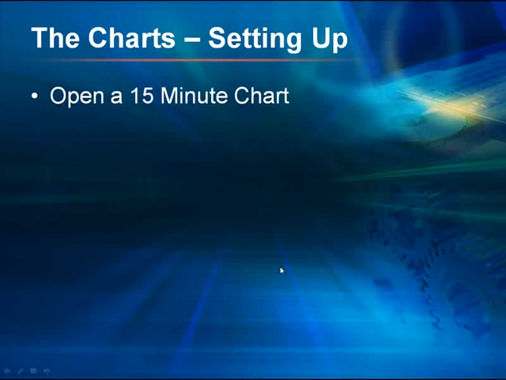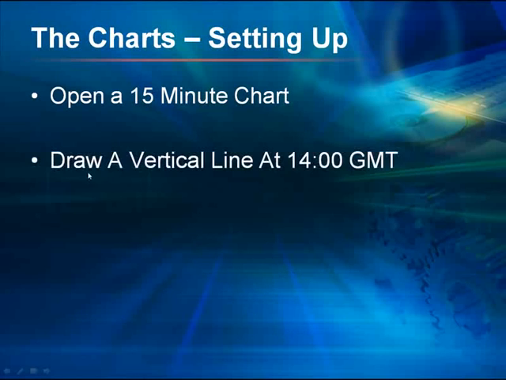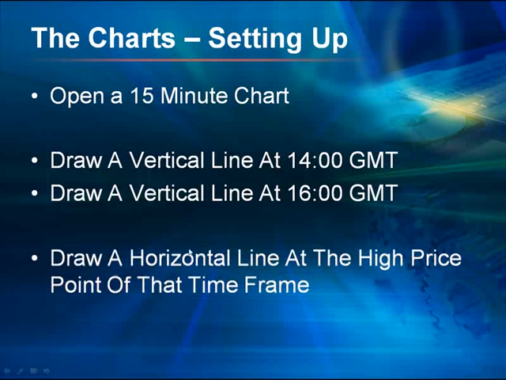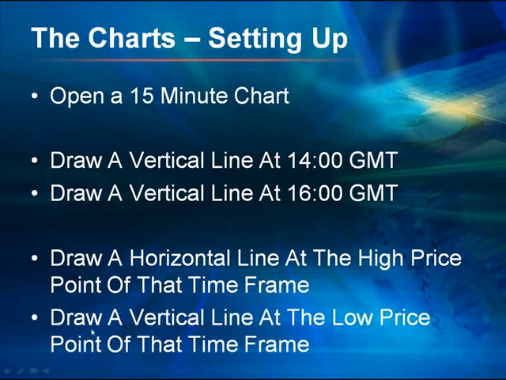To begin with, you need to open a 15-minute chart. The system is intended to be traded on the 15-minute charts. On that chart, you draw a vertical line at the 1400 time, and we're talking Greenwich Mean Time here. We draw another vertical line at the hour 1600, and again, Greenwich Mean Time is the time zone that we're using. And then we draw a horizontal line at the high price point of that time frame. And we draw another horizontal line at the low price point of the time in between. So we're going to draw 4 different lines on the chart. Instead of using indicators, we're just going to draw some lines with this system.